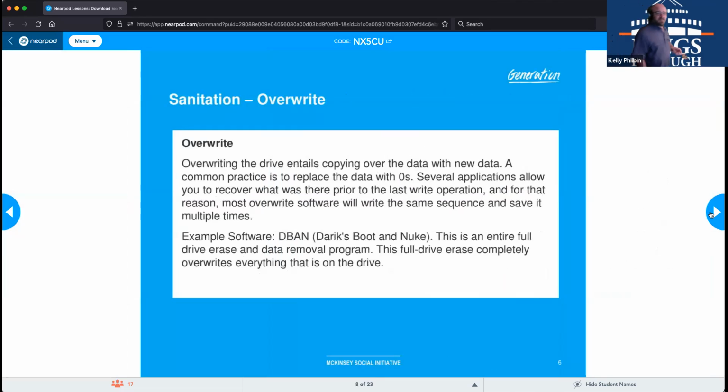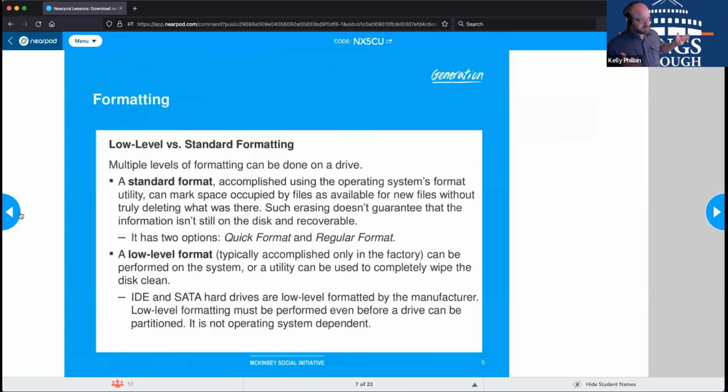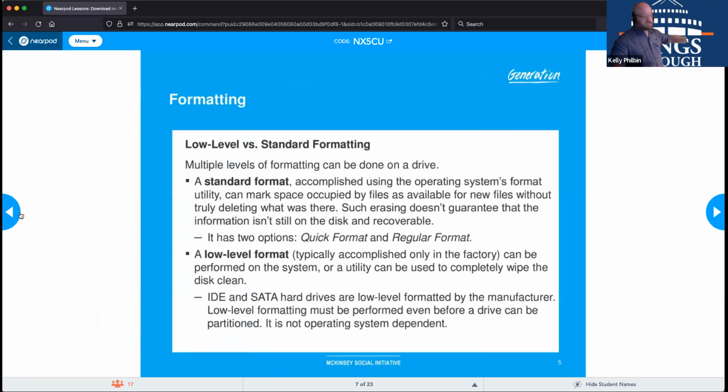All right. So next, that's pretty straightforward. We already talked about what formatting does. You have your standard formatting, and then you have low level. Low level is manufacturer level. Standard is what we would normally do, and you would only do this if you have a high level of trust of who those drives are going to.